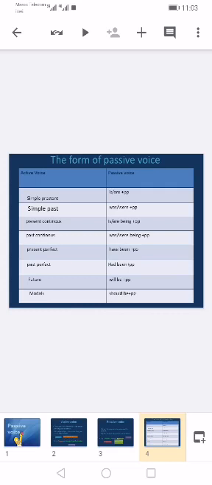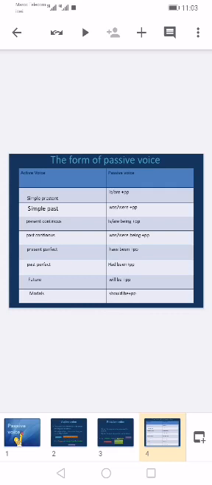For example, I will give you an oral sentence. Ali eats an apple, just one apple. So it becomes: an apple is eaten, is plus pp, is eaten by Ali. This is one short example.